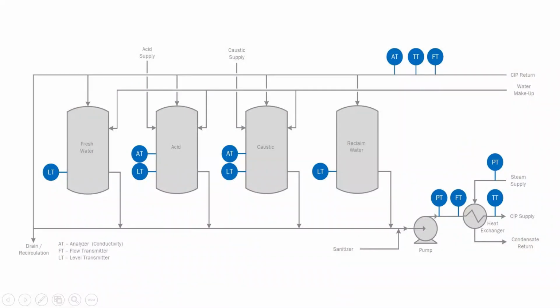In this picture you can see one example of CIP. Here they have pre-rinse water for the rinsing, then the acidic stage, the caustic, meaning basic or alkaline, wash, and after that the reclaim water or recovery tank.